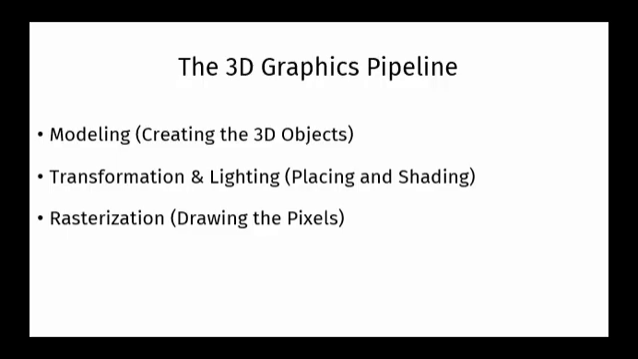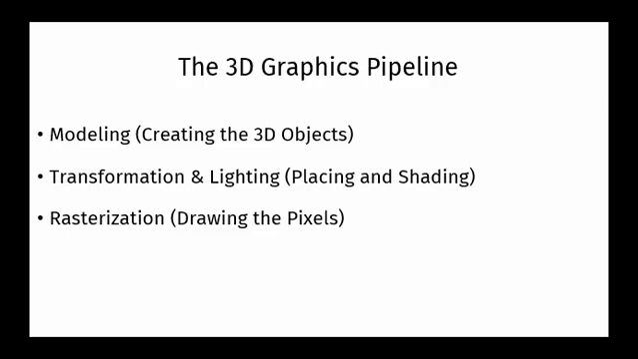Okay, so the 3D graphics pipeline is the series of steps that a computer follows to turn a 3D model into the image we see on the screen. There are three main steps here. First is the modeling. This is where we create the 3D objects. For example, we can create a cube, a car, a character, or a building.